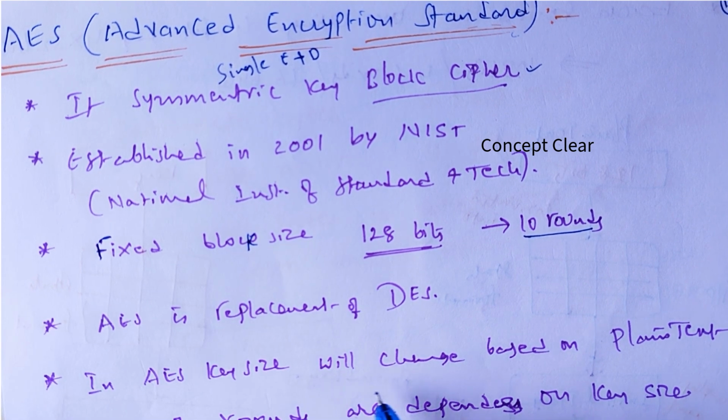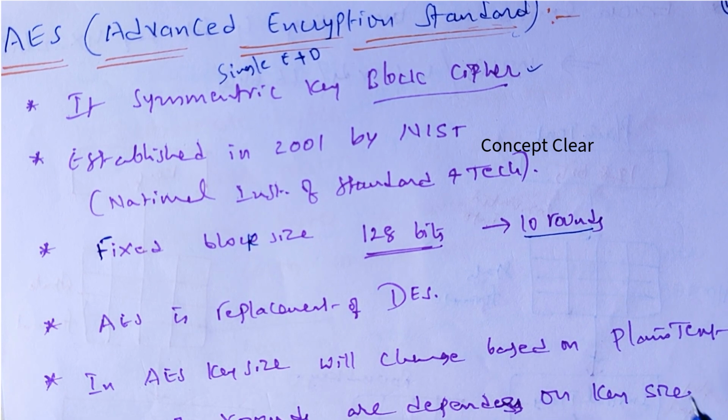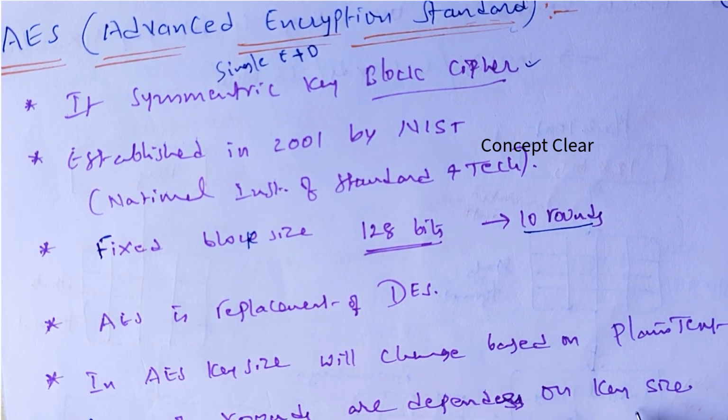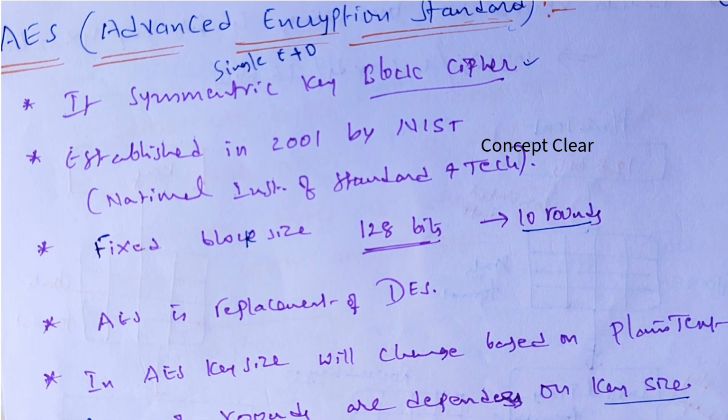In AES, the key size can change, and the number of rounds also depends on the key size. In the DES algorithm, the block size is 64 bits and the key size is also 64 bits. In that, we convert 56 bits into subkeys. Again, from the 56 bits, we use 48 bits for the round operation.